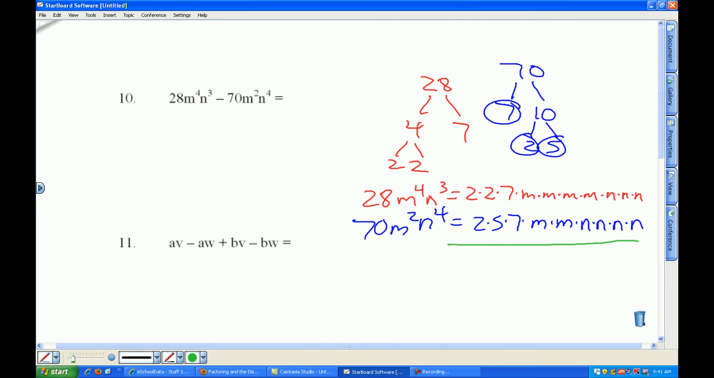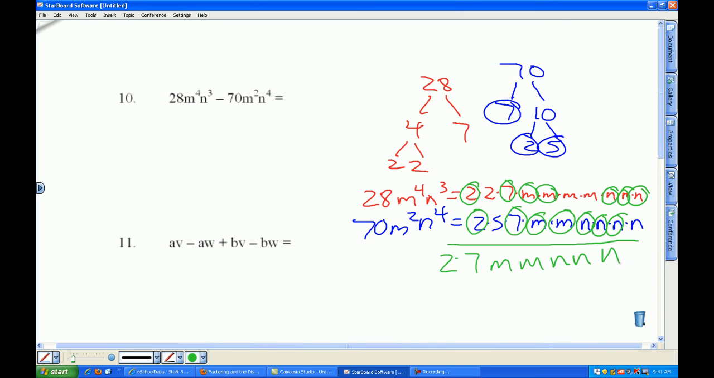Okay, so figuring out our GCF. Switch to green here for this. Let me know in class if green is difficult to see in the video, and I'll go with something else in the future. 2, 7, M, another M. We have no more M's, so we'll go to the N's. N, N, N. So 14 m squared n to the 3rd power.